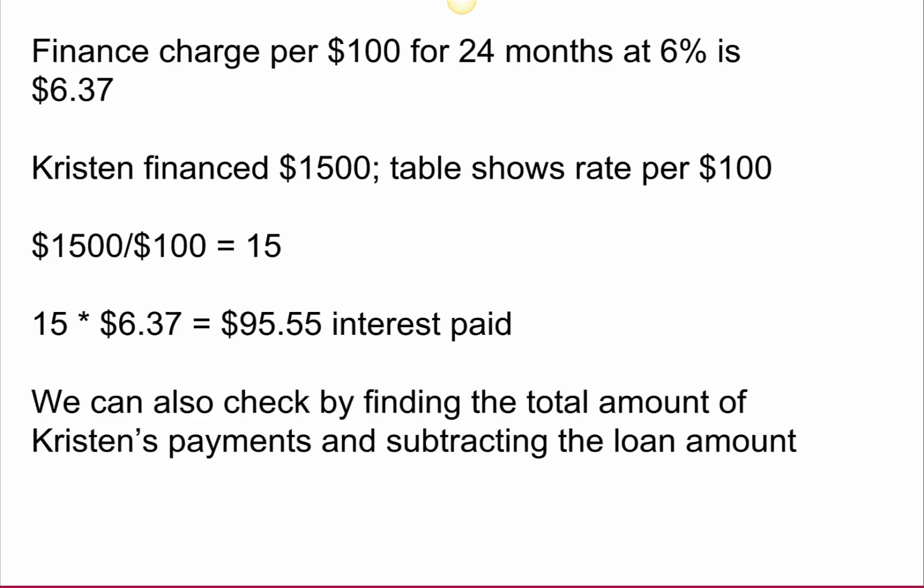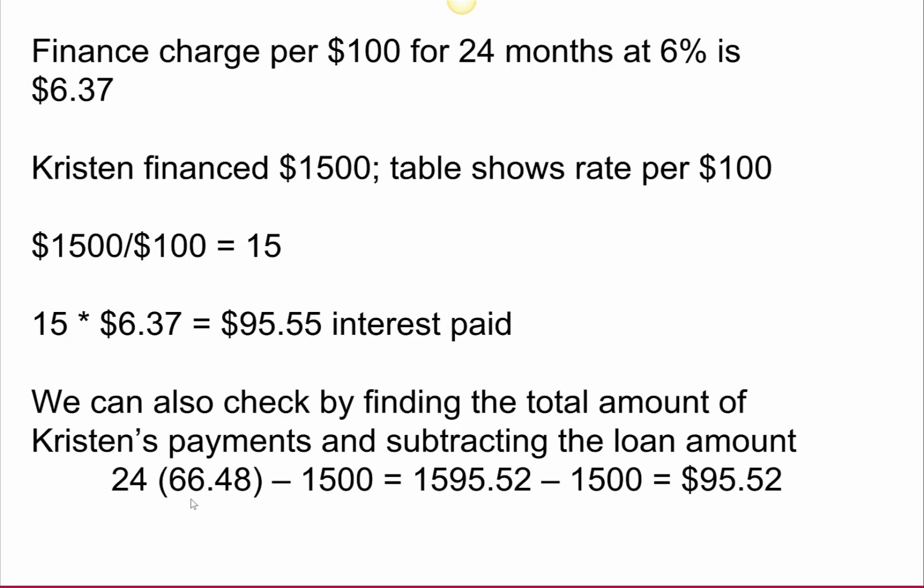We can also find the total interest by finding the sum of the payments and subtracting the loan amount. So if I take $66.48 times 24 payments, get that product, subtract $1,500, I come up with $95.52. It's a tiny bit different, and it's only because of rounding.